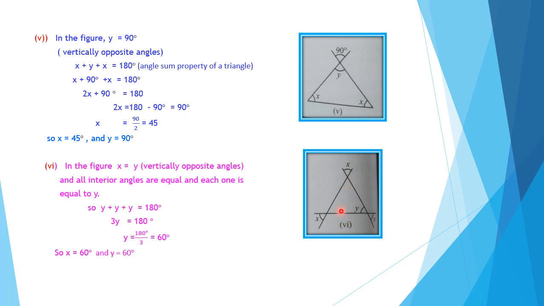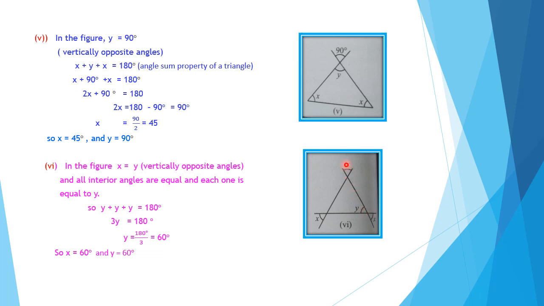Here we do not have any measurement. All are unknowns. Here this is x and y. They are vertically opposite angles. x and y are vertically opposite angles. So their measurements are the same. x is equal to y. If x is 30 degrees, y is also 30 degrees. If x is 60 degrees, y is also 60 degrees. Okay. And here is another vertical pair: x and this interior angle are vertically opposite angles. So if x is one angle, then this interior angle will be what? y. It is the same.